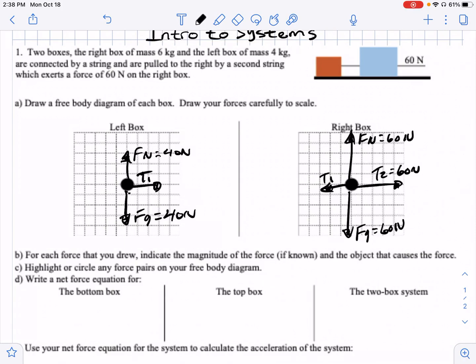Part B says to write down the magnitudes. We did that. Part C is circle or highlight our force pairs. So that's it. Newton's third law does force pairs. And for this one, it's going to be our T1s. Those are going to be our internal forces there within this system.